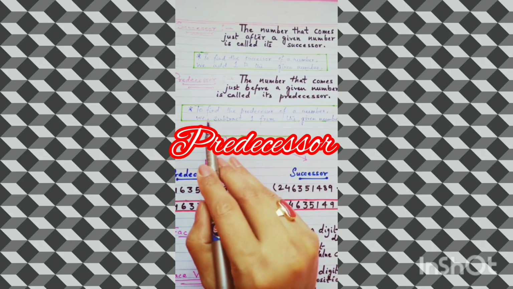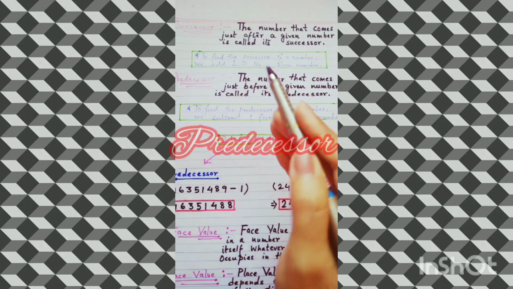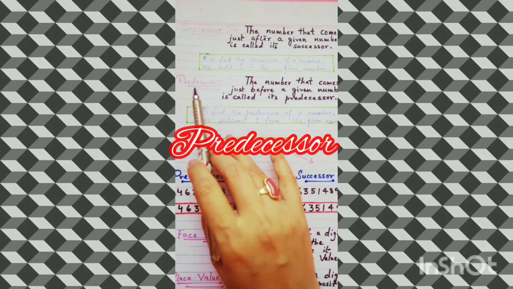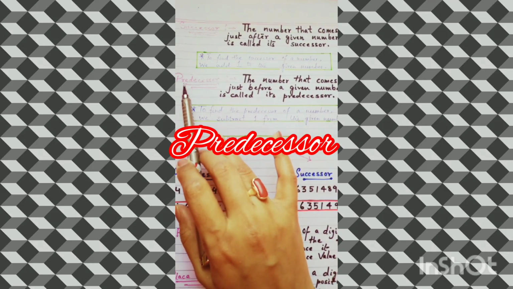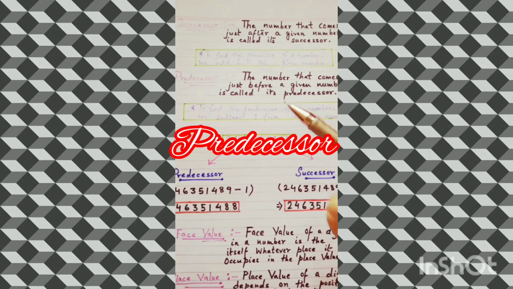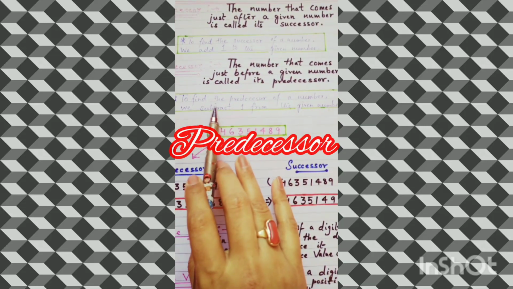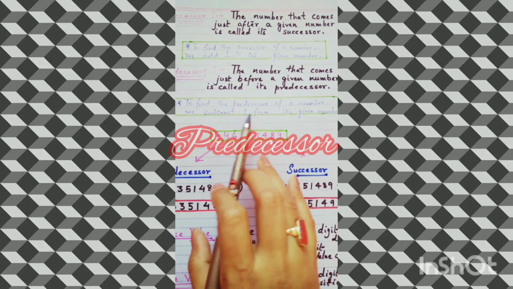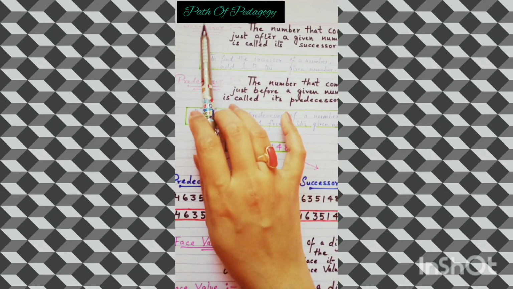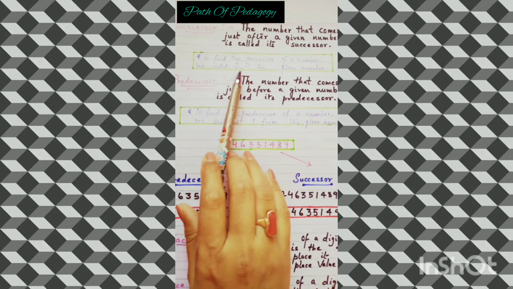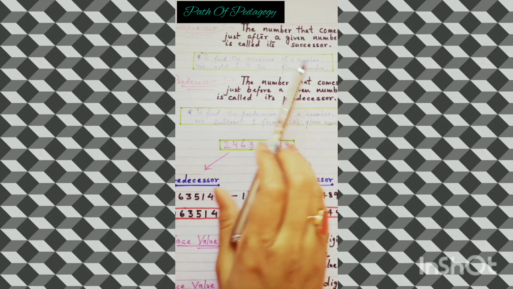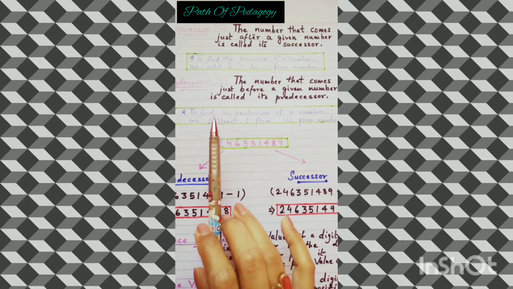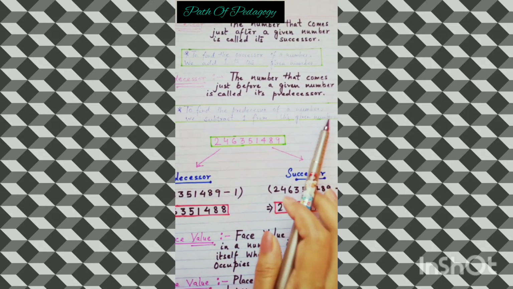And predecessor means the number that comes just before a given number. गिवन नंबर का जो पहला वाला नंबर है उसको प्रेडिसेसर बोला जाता है. And to find out the predecessor of any number we subtract 1. To find out the successor we have to add 1 to the given number, and to find out the predecessor, we have to subtract 1 from the given number.